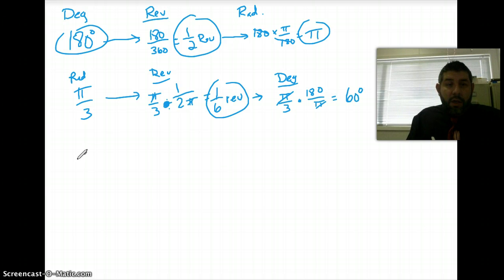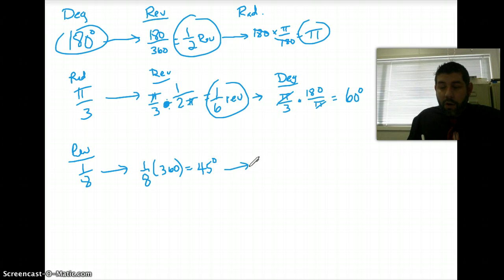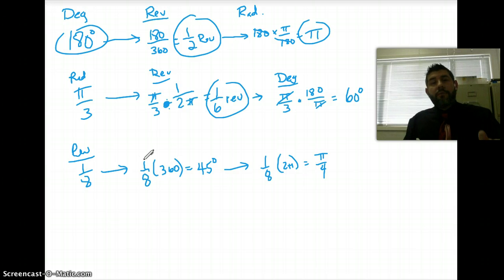All right, let's say we have revolutions. So 1/8 revolution can be converted to 1/8 times 360, which is 45 degrees, or 1/8 times 2 pi, which is pi over 4. All right, so that's how we convert from degrees to revolutions to radians and back and forth, okay?